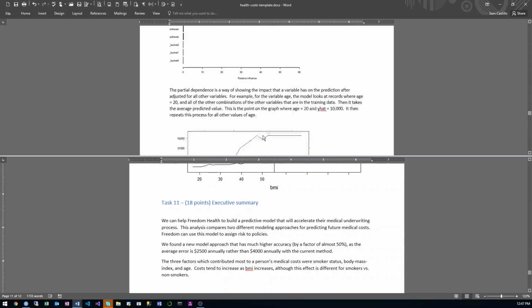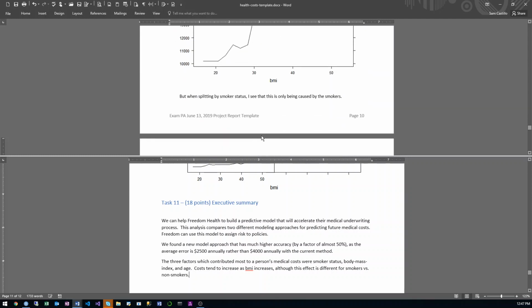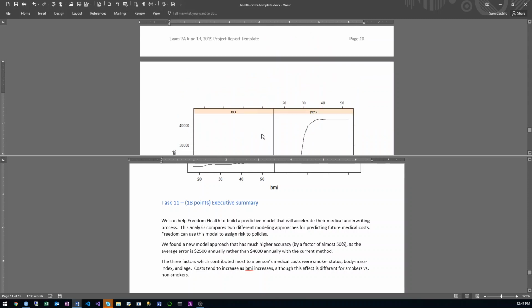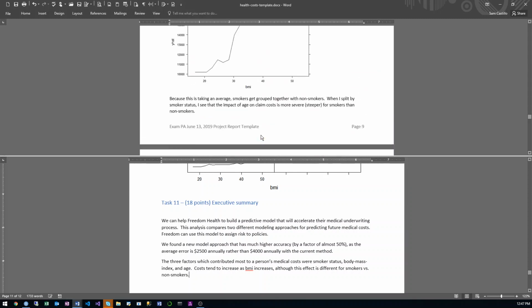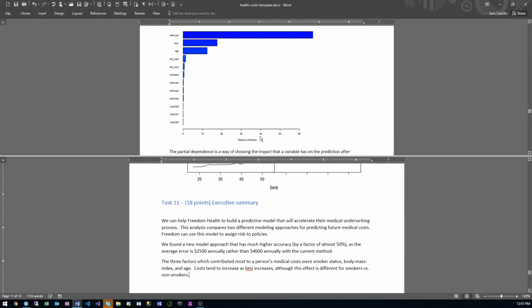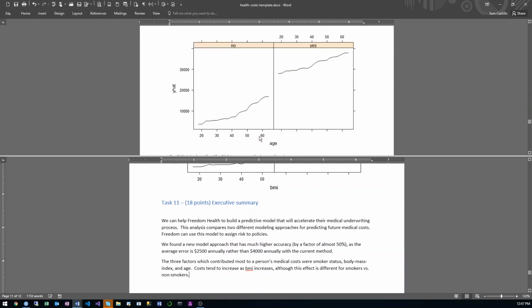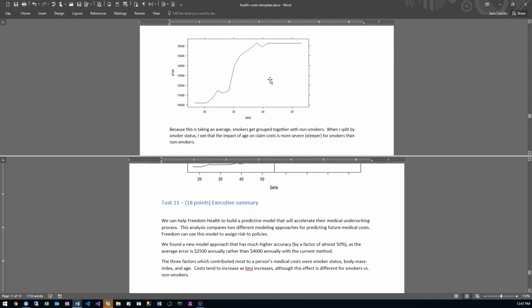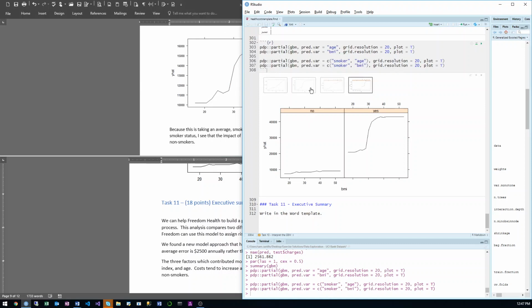I realized I've included this graph twice. I meant to include age here. Let's go back and get this.